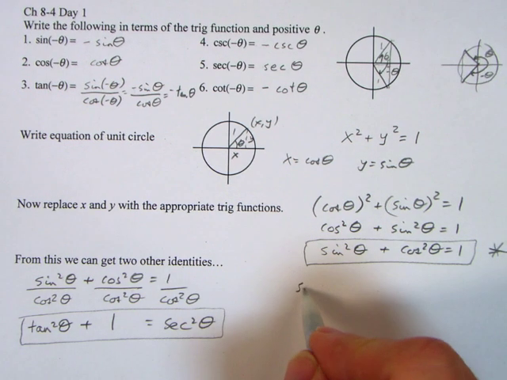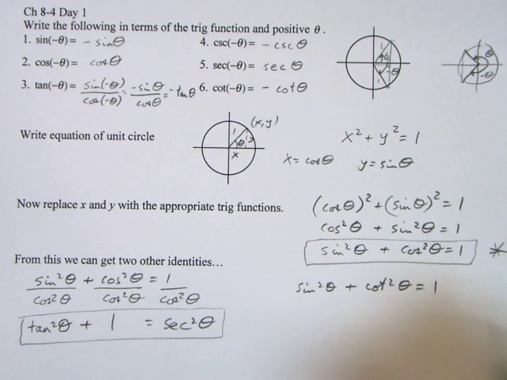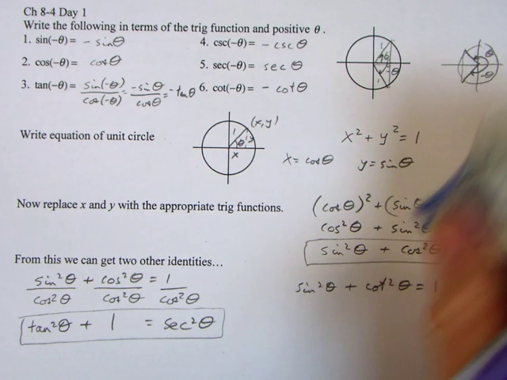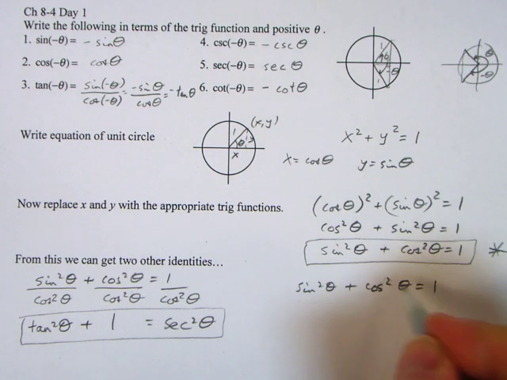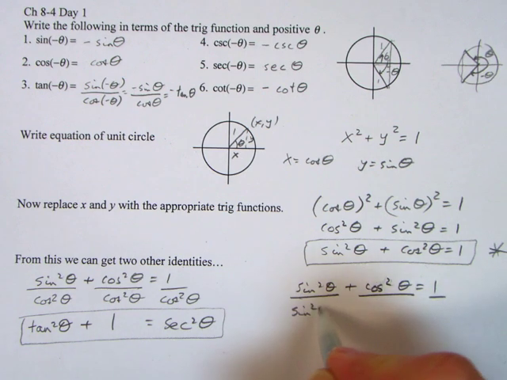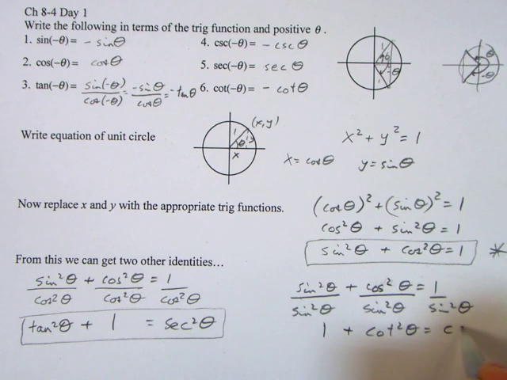And then take that same identity, and this time let's derive the one that has cotangent squared in it, and cotangent would be cosine over sine. Oh, I think I already wrote cotangent. That should be cosine. So we're going to divide everything by sine squared. And so this gives us 1 plus cotangent squared theta equals cosecant squared.